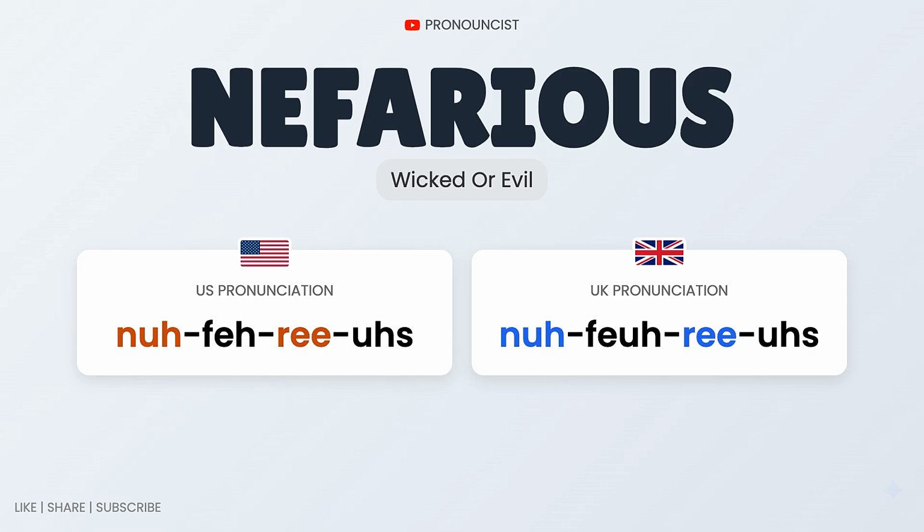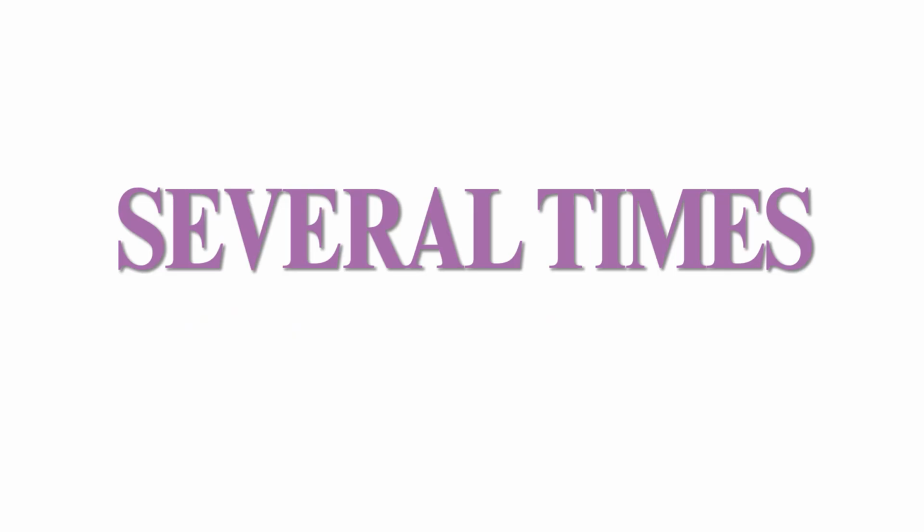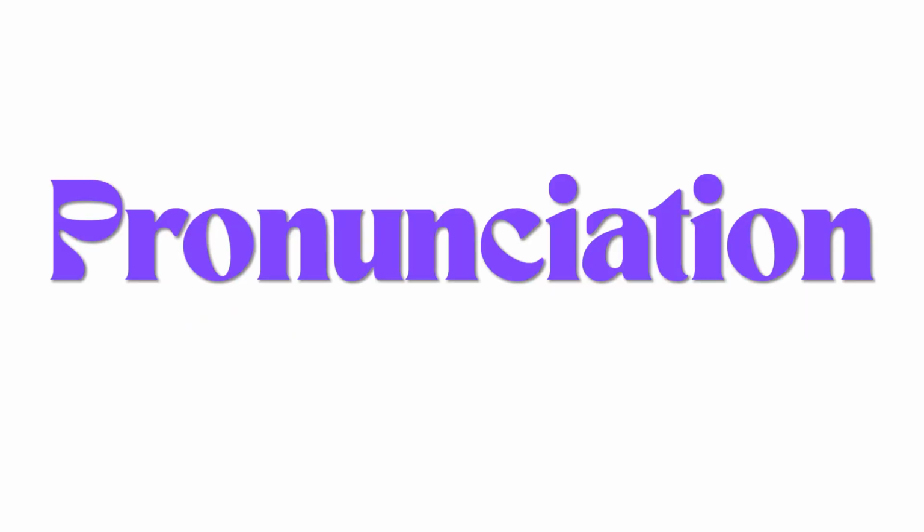Practice repeatedly and you'll soon be able to say this word perfectly. The best way to practice is to repeat the syllable multiple times. The meaning of the word is wicked or evil. Try repeating this word several times to improve your pronunciation.